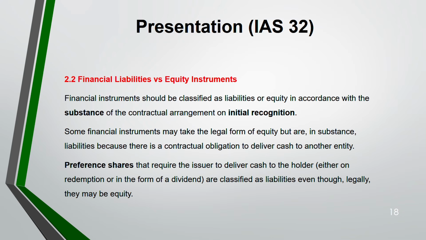Preference share. Most of the time, if you see your exam also, they often give you preference share, because preference share is one example which can be shown as equity also, liability also. So preference shares that require the issuer to deliver cash to the holder, either on redemption or in the form of dividend. If you are required to deliver cash, it is liability, even though legally they are equity.